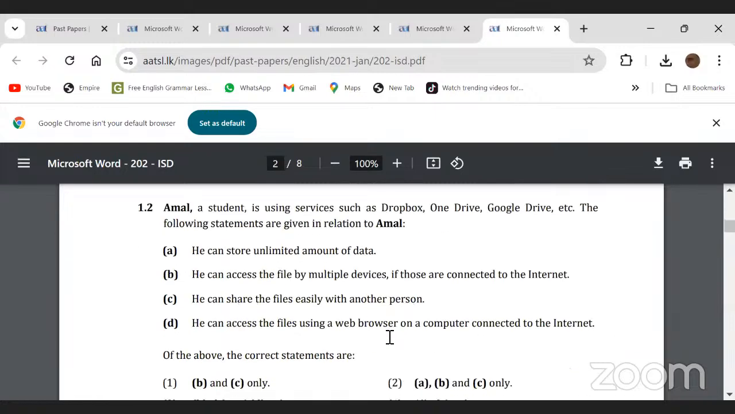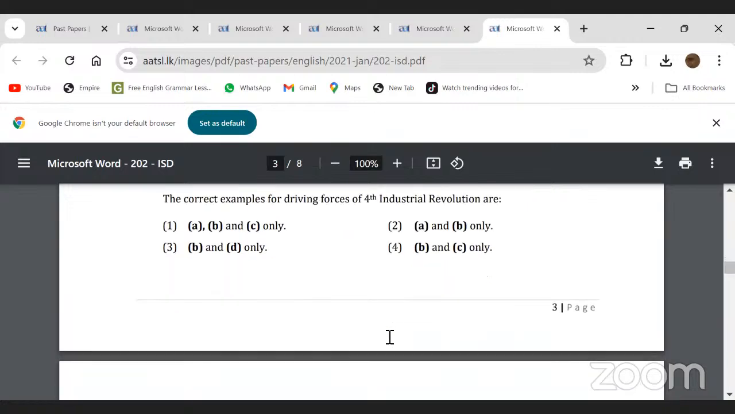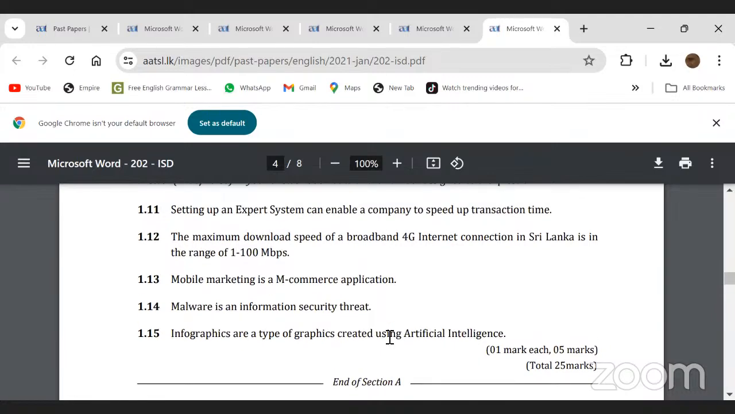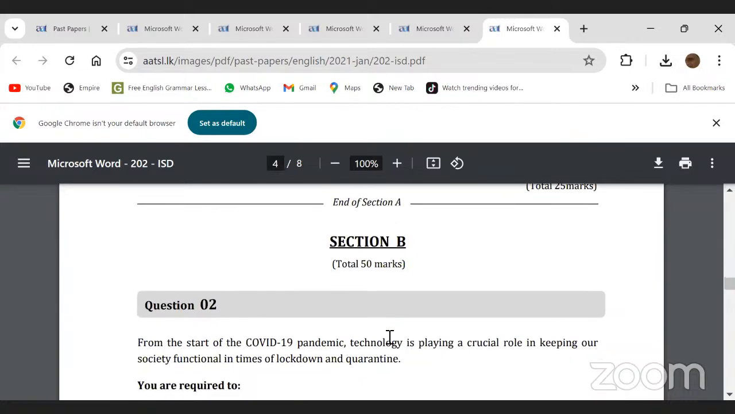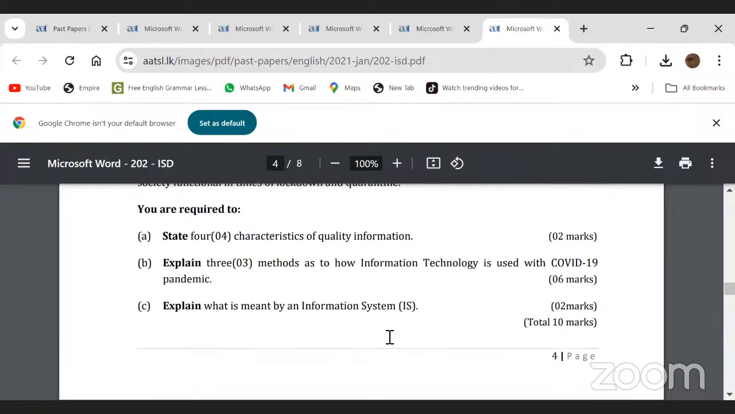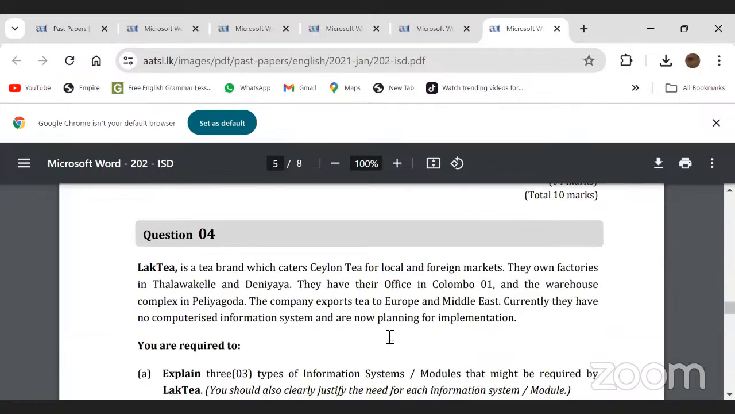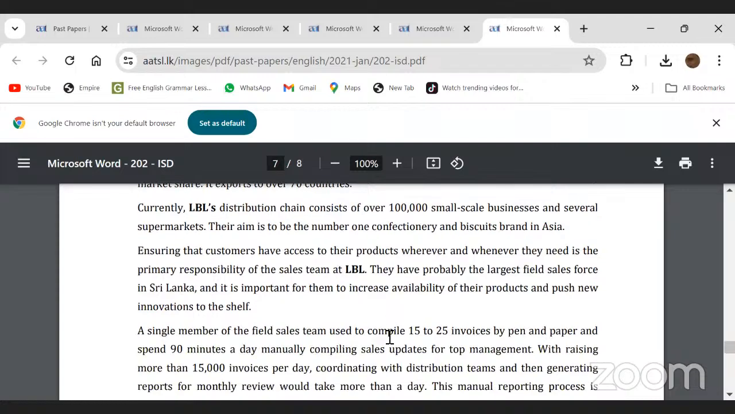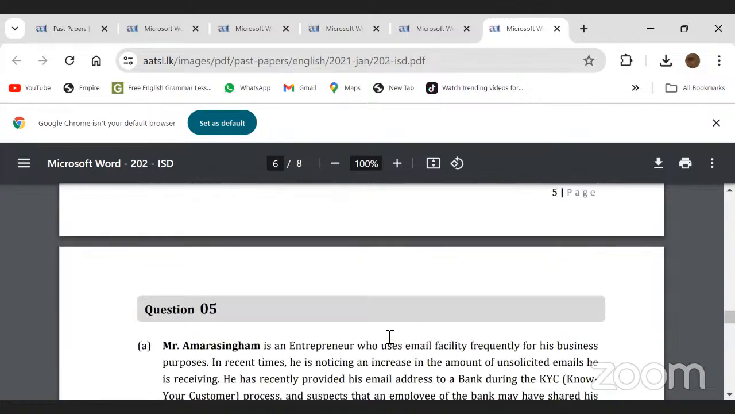There are 3 sections in the paper. Section A is a combination of 10 MCQs and another 5 questions where you mark true and false. Section B is 50 marks worth, 10 marks for each, and there are 5 questions. And section C is a case study, question number 7, which is 25 marks.